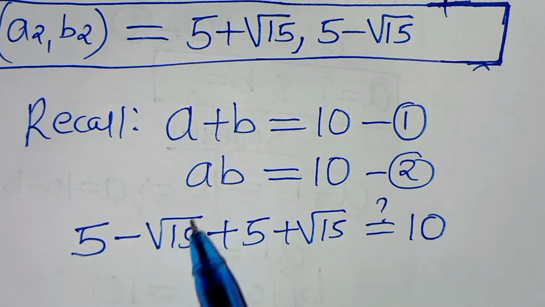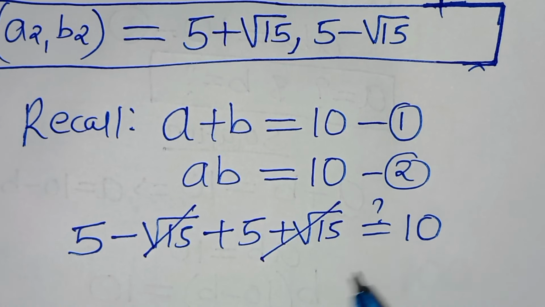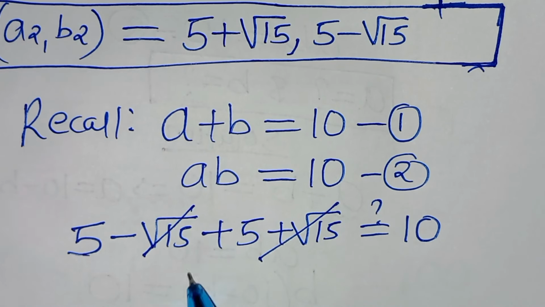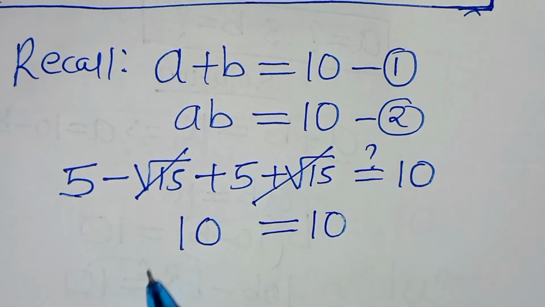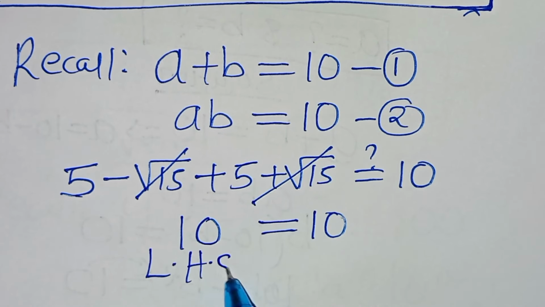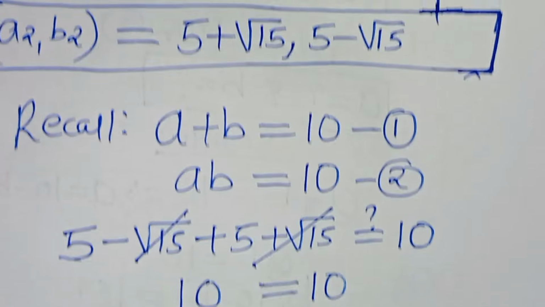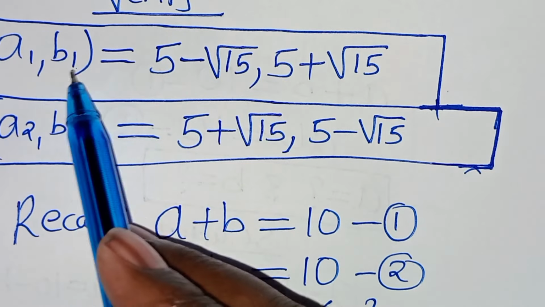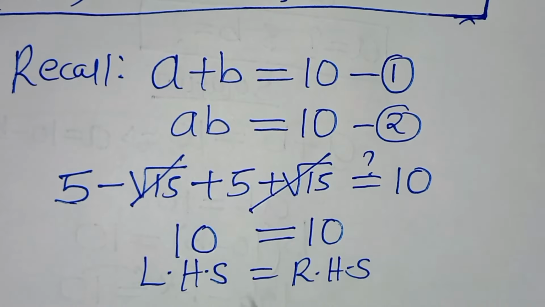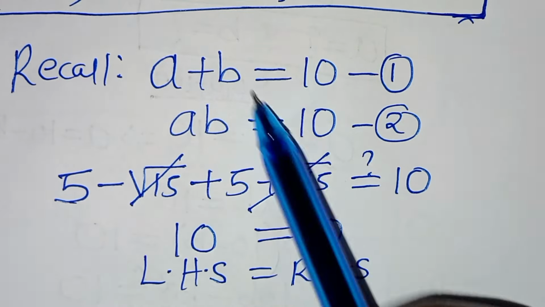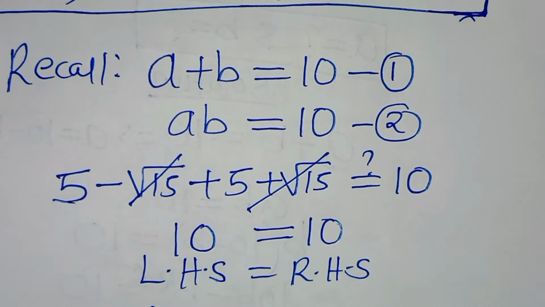So we find that minus square root of 15 and plus square root of 15 simplifies, so that we have 5 plus 5, this is equal to 10, and this is equal to 10. This implies that the left hand side is equal to the right hand side, and this implies that a1, b1 satisfies the equation. Now, let's check a2, b2 by applying equation 2, which is ab, this is equal to 10.